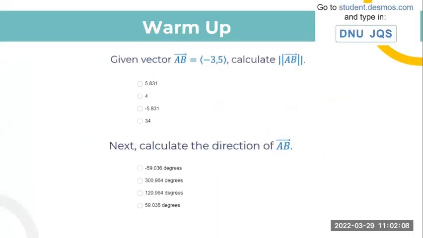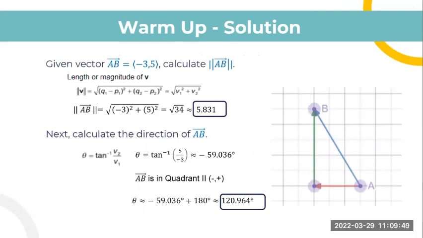All right, so for our warm-up today, some of you have already completed it because you got here early. If you're not in the Desmos yet, no problem. I just put the link in the chat box. All you're doing for this warm-up is you're calculating the magnitude and direction of vector AB. And vector AB is given to you in component form as -3, 5. Here's the typed up solution if you'd like to see it.